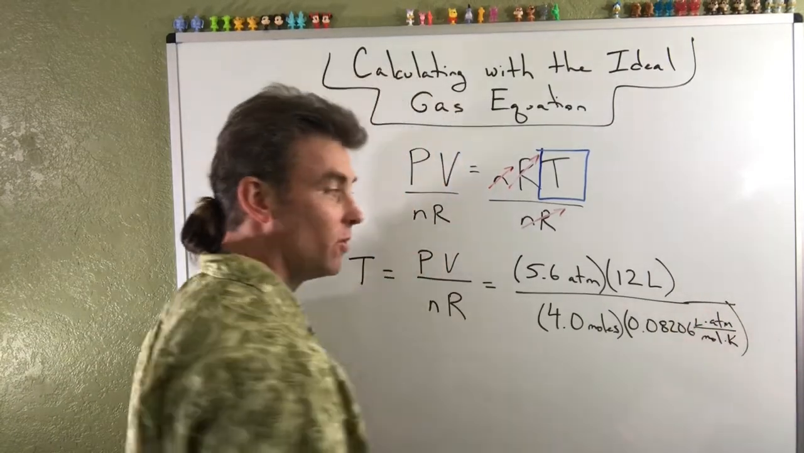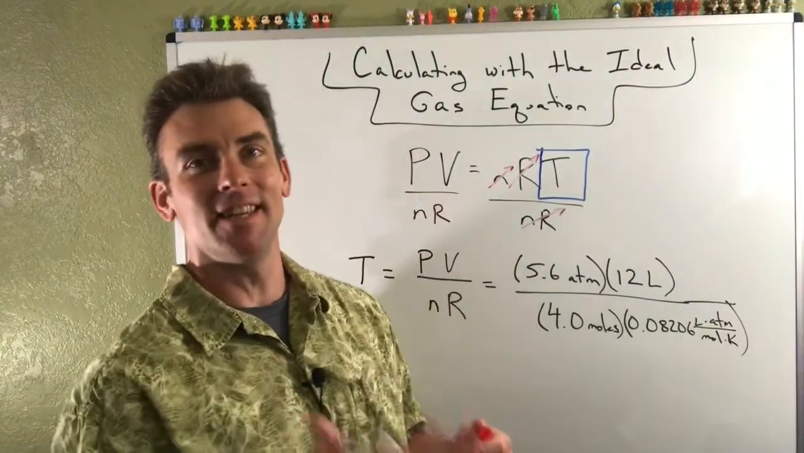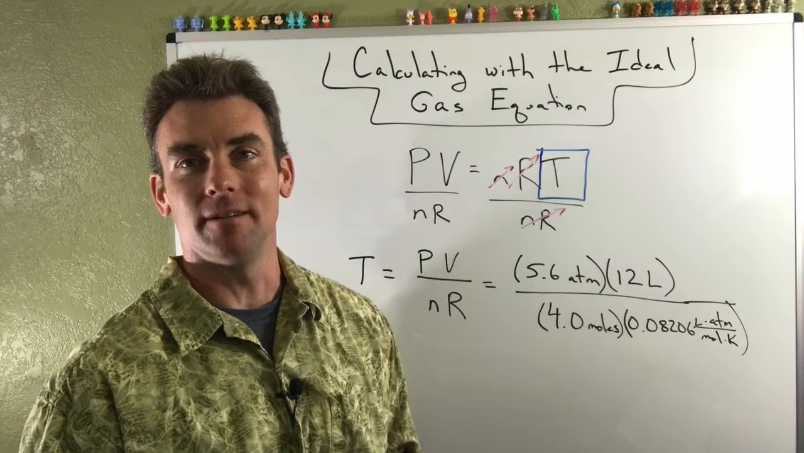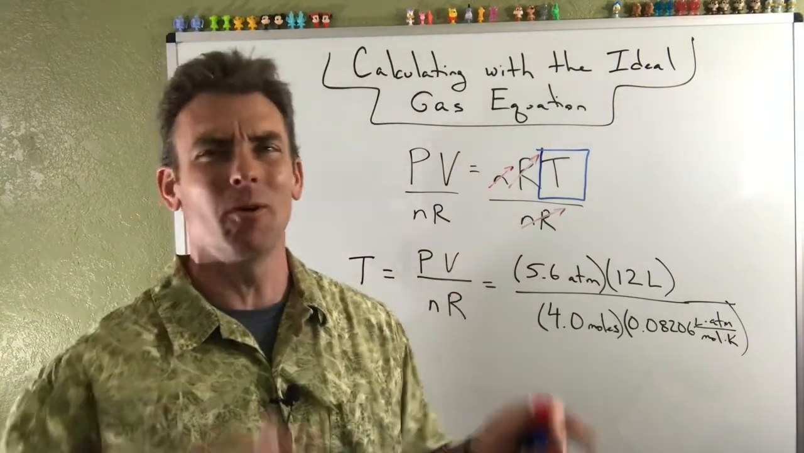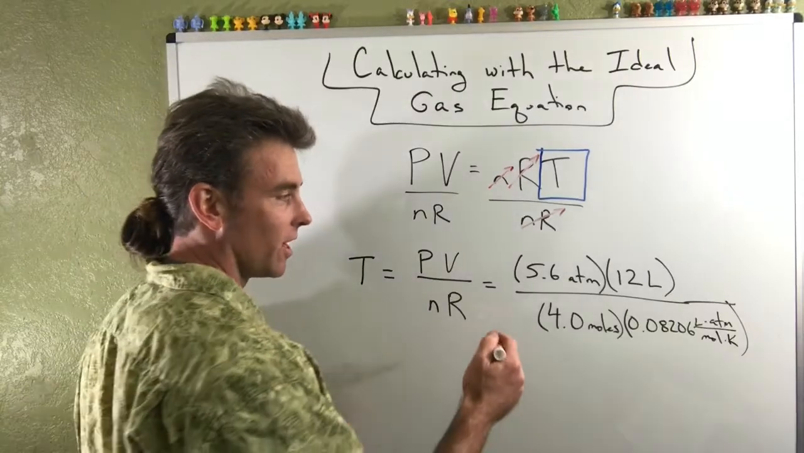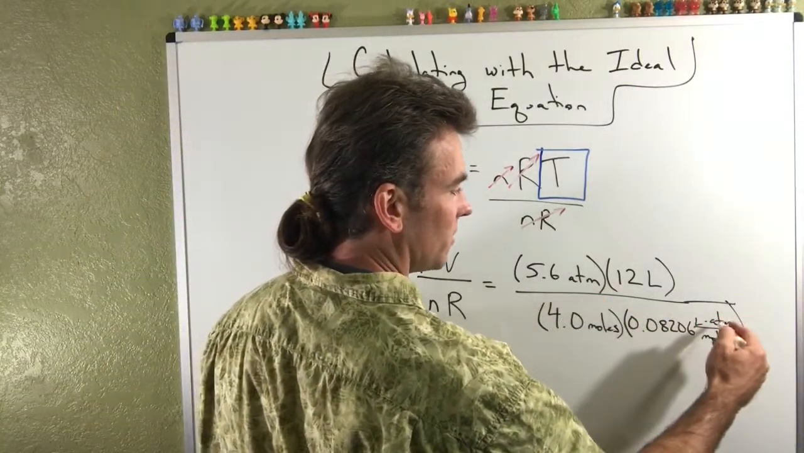Keep in mind that doing 1 over something that is in a denominator is basically the same thing as multiplying by it, right? And don't worry too much if that's confusing. I'll show you how to treat it here. So first of all, atmospheres and atmospheres are going to cancel out.